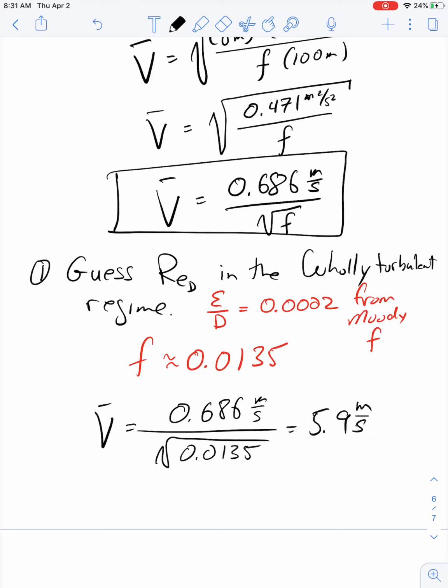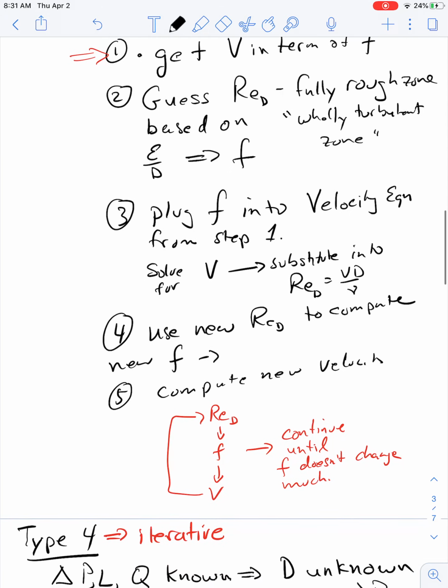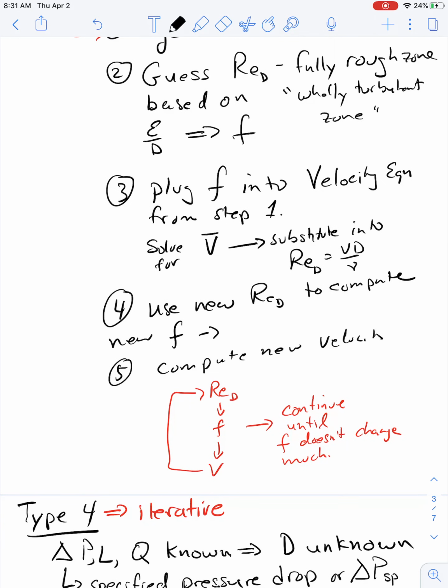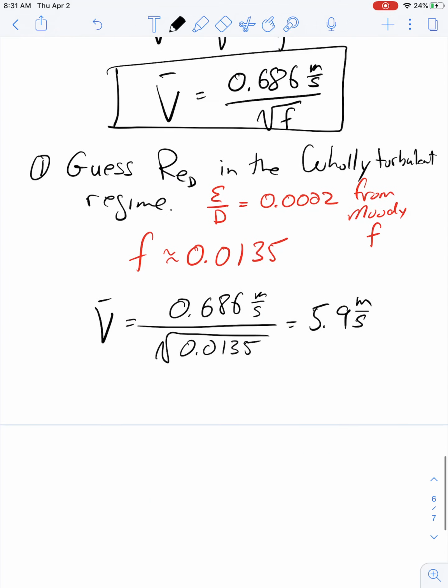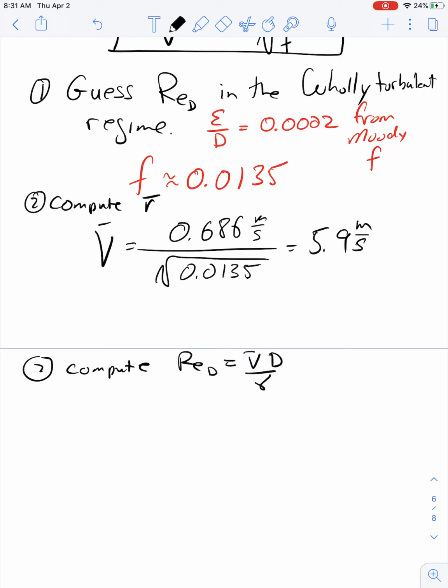So the first step we had was to get V in terms of f. We did this: we guessed a Reynolds number and used our relative roughness to get a friction factor, and then we plugged the friction factor into the velocity equation to get a velocity. And now we're going to calculate a new Reynolds number. So let's go back and do that. We guessed our Reynolds number, computed V, and now we're going to compute the Reynolds number again. Well, I guess for us, this is the first time.